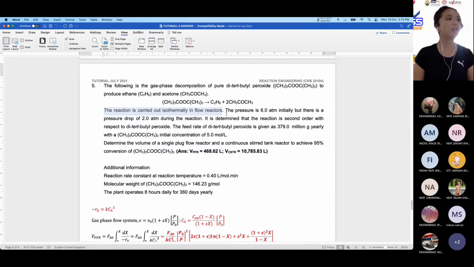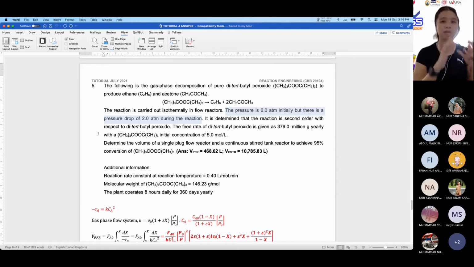Okay. The pressure is 6 atm initially, but there is a pressure drop of 2 atm during the reaction. Okay, so apa maksud ayat ni? Dia kata, pada awalnya, yang diethyl butyl peroxide ni, okay, the pressure is 6 atm. Maksudnya P0 6 atm, but ada pressure drop of 2 atm. Ada kejatuhan tekanan sebanyak 2 atm.